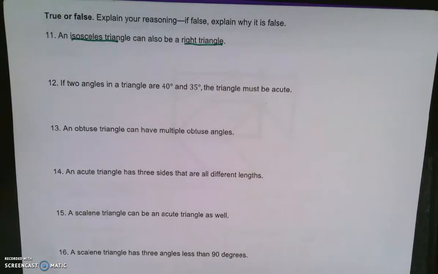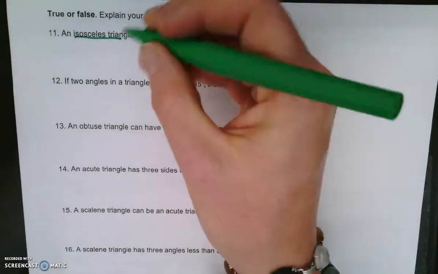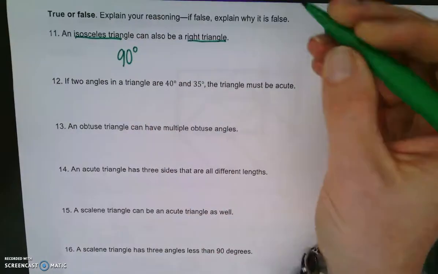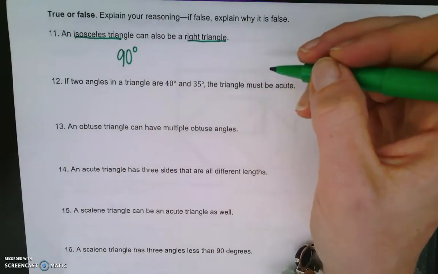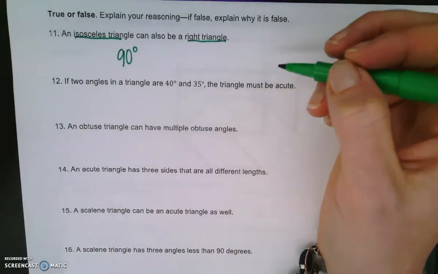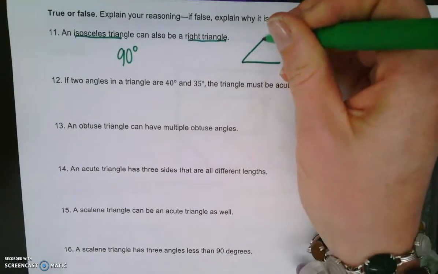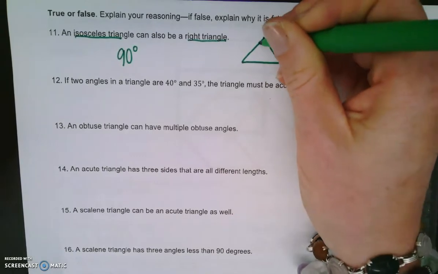So an isosceles triangle means two side lengths are the same, and a right triangle means that it has to be 90 degrees. So I know it has to be 90 degrees, and we saw in the previous lesson that the largest side length is opposite the largest angle. So 90 degrees.